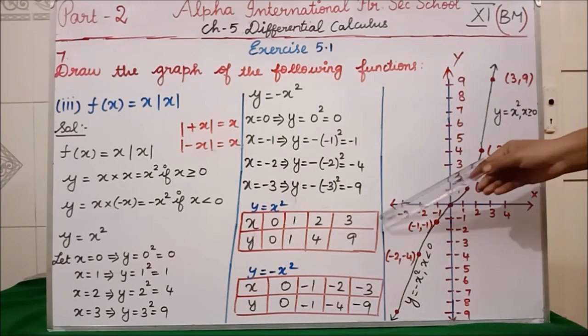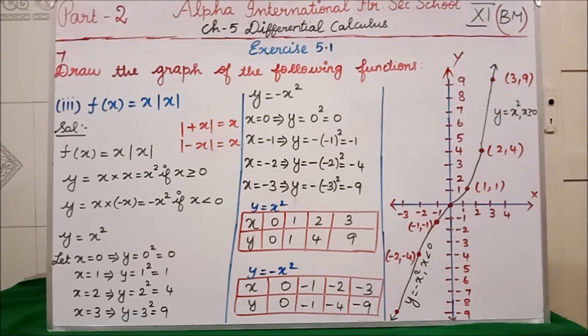See, first we will see this, y equal to x square. See here, 0 comma 0 means what? Middle. 1 comma 1, 1 comma 1. Both are positive. Next 2 comma 4. Next one is 3 comma 9. You join up to this.